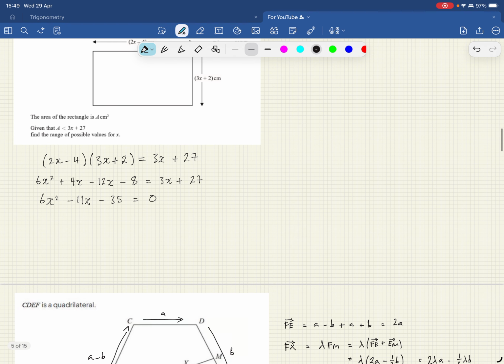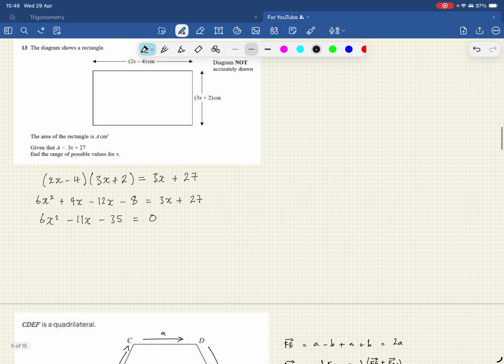You can put this in the quadratic formula. If you like, use your calculator. The only thing, as usual, you must do is show the substitution into the quadratic formula. I'm going to split the middle term, which is what I normally do. So I've got 6 times minus 35 is minus 210. So I want to multiply to that and add to minus 11, and that's minus 21 and 10.